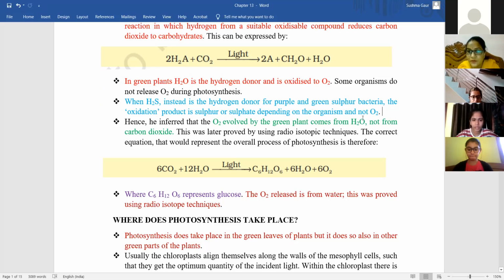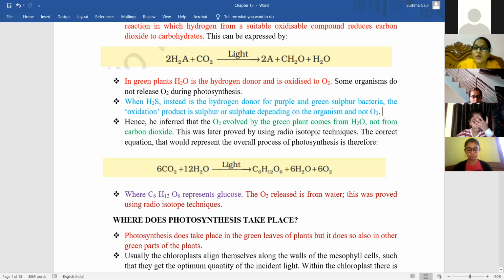Ma'am, can you repeat? Okay, fine. In case of green plants, water acts as hydrogen donor and it gets oxidized. Oxidized means the electrons are released. It will give electrons, and reduction means increase in electrons or gaining electrons. So the H2O gets oxidized to form oxygen in case of green plants. But in case of purple and green sulfur bacteria, instead of water, H2S will act as a hydrogen donor.